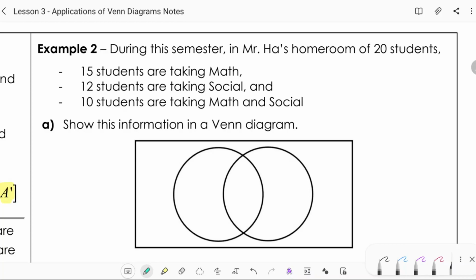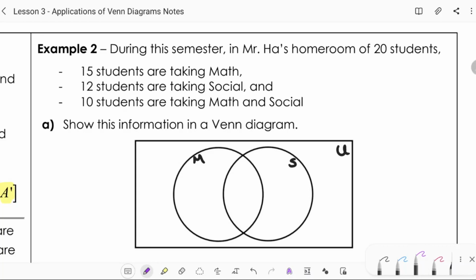So let's set up our Venn diagram. I'm going to call one of these sets math. Oh, let's change that color. I'm going to call one of these sets social. Out here is the universal set of students in Mr. Ha's class. And we want to think about where these things are going to fall.